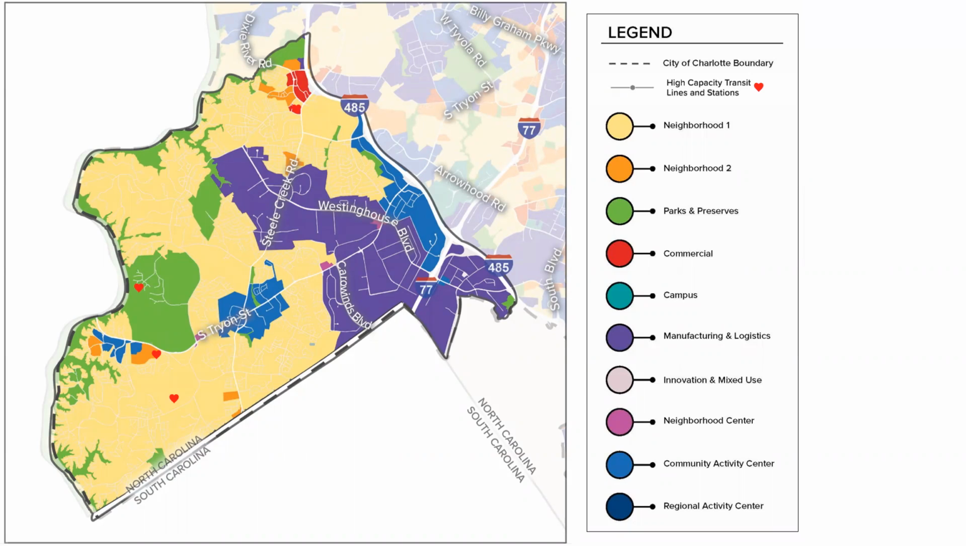Ellie, while we wait for Kara's input here, I'm just wondering, the manufacturing and logistics section along Westinghouse Boulevard, is that showing where it is today versus projections for 2040? Sure. So this map is the 2040 map. This is the future looking place type assignments. Is there anything that shows what it is today? So we can see whether it's growing, and if it is growing, in which direction.